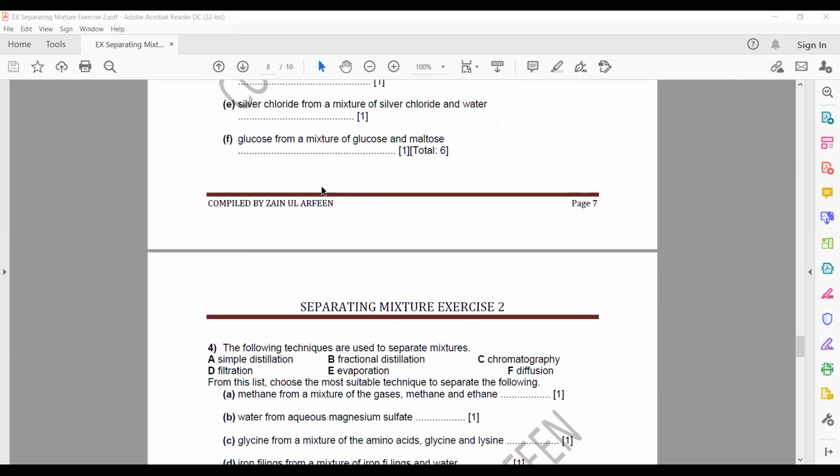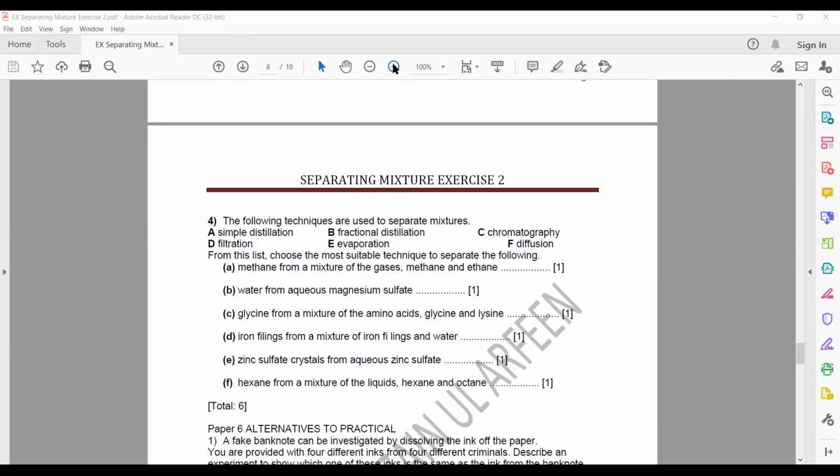Question 3. And this is a similar question.